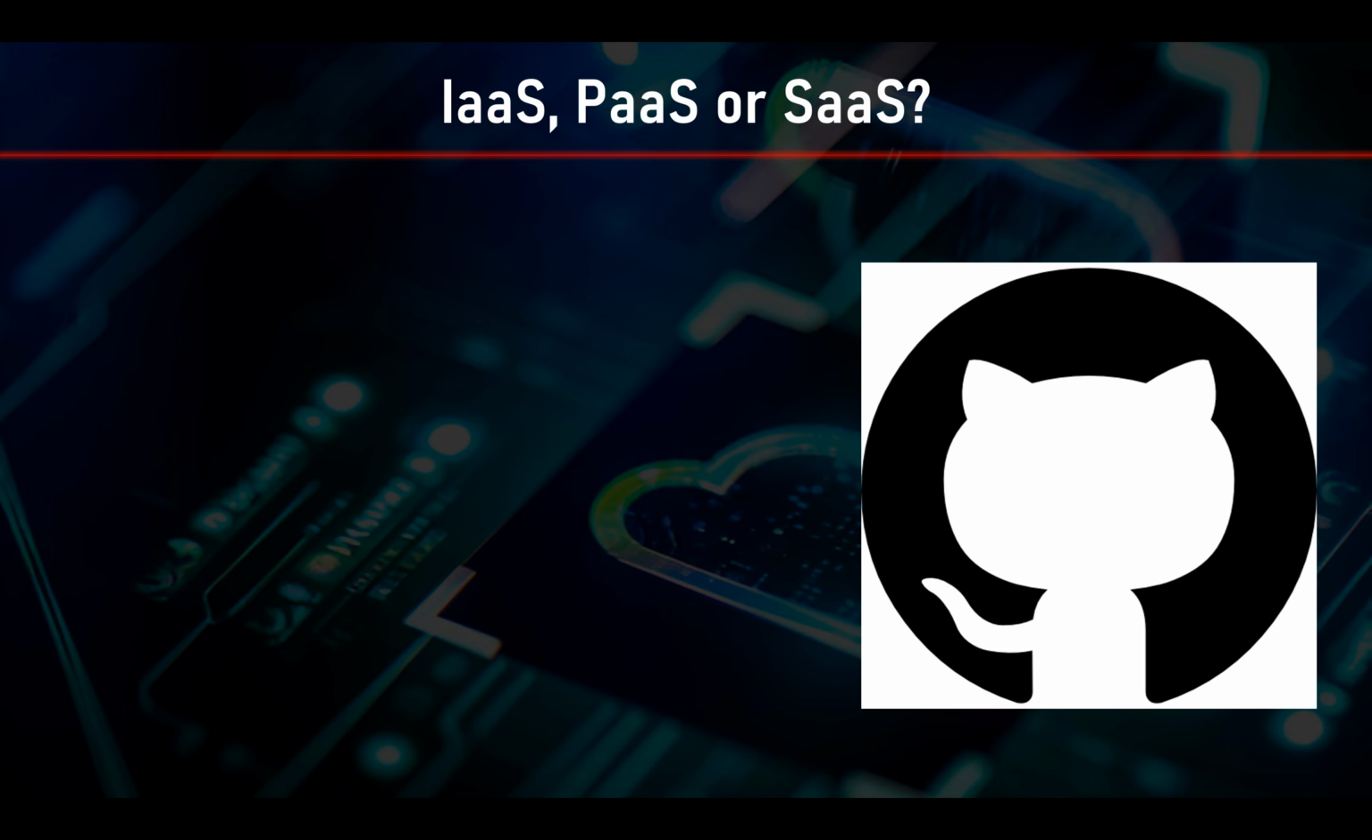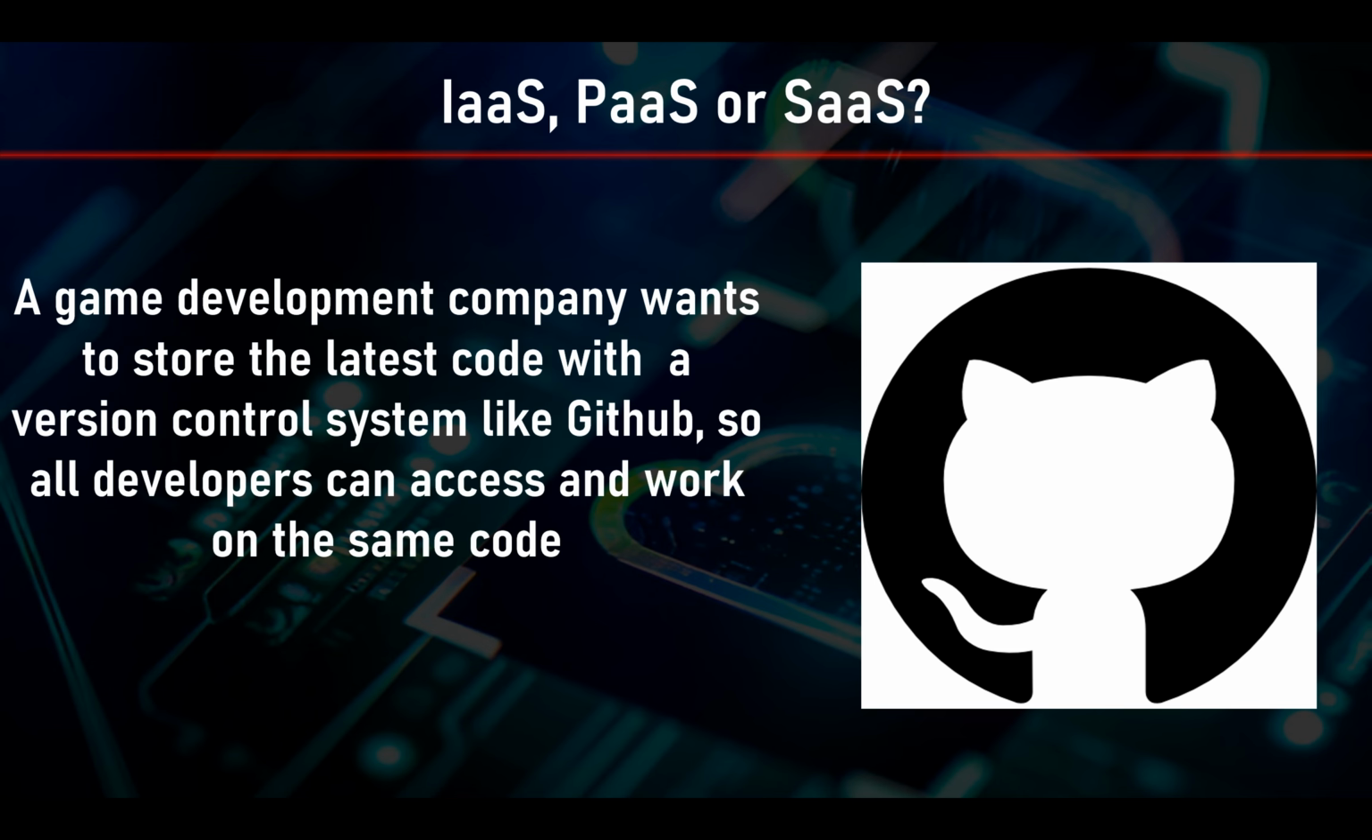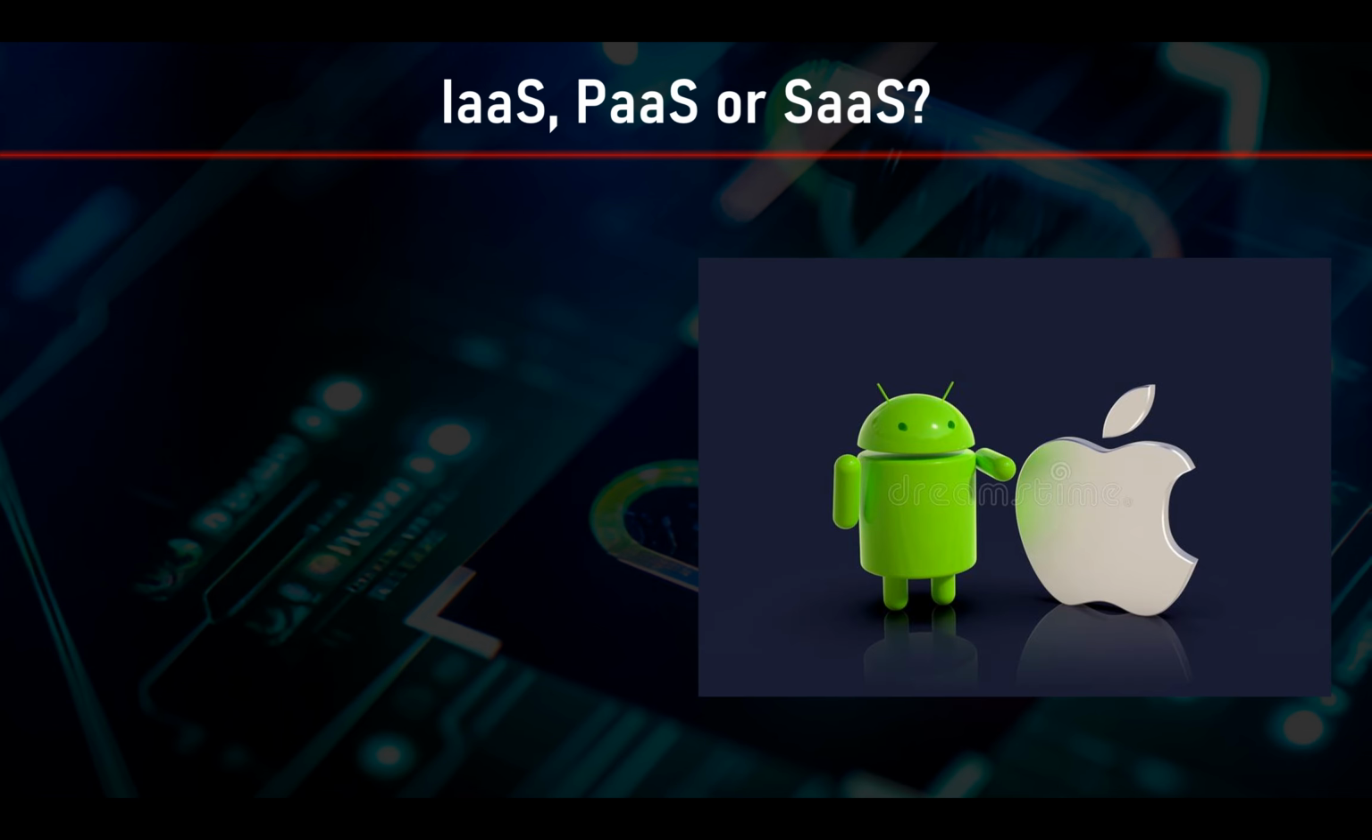So let's think, and maybe people recognize this logo. Let's say a game development company wants to store the latest code with a version control system like GitHub, so all developers can access and work on the same code. In this case, are they renting the infrastructure, the platform, or the software? I think it's mostly going to be software as a service, because with GitHub you're just accessing it via the website.